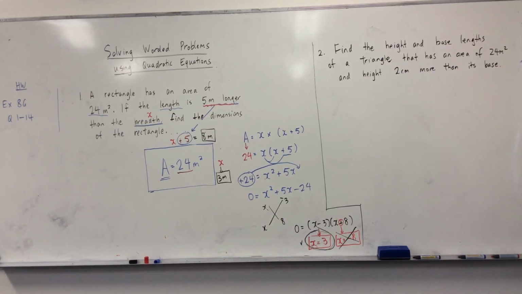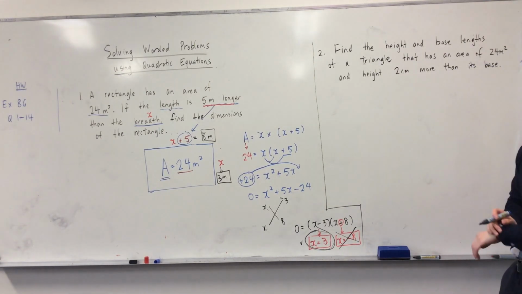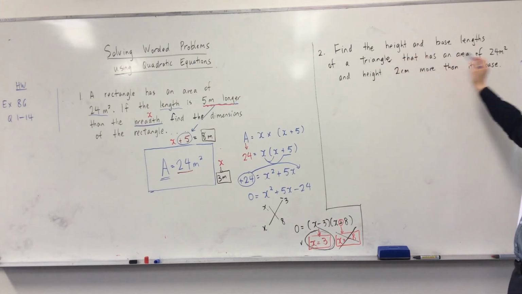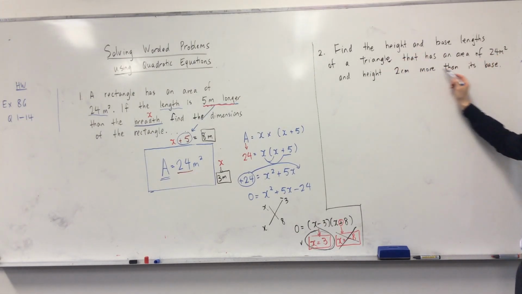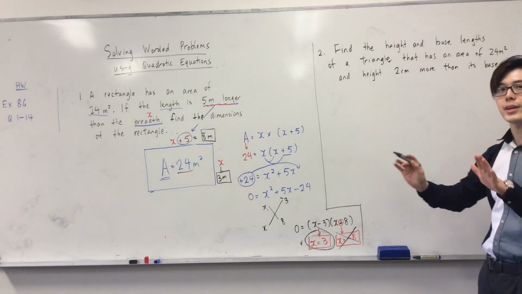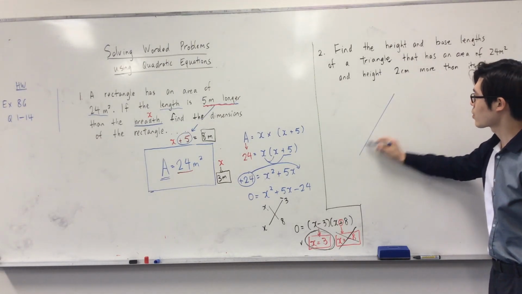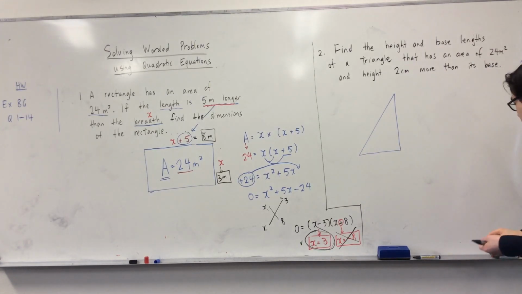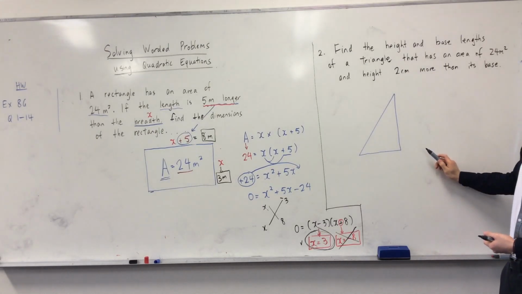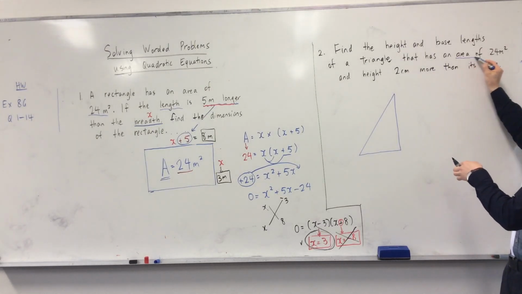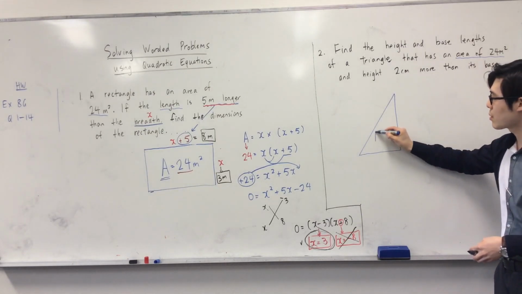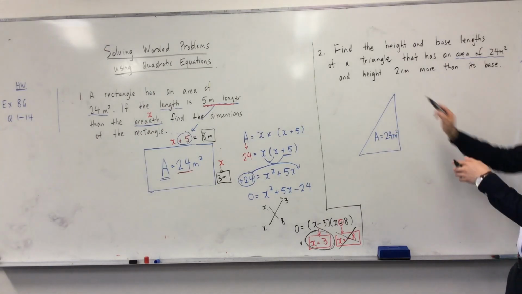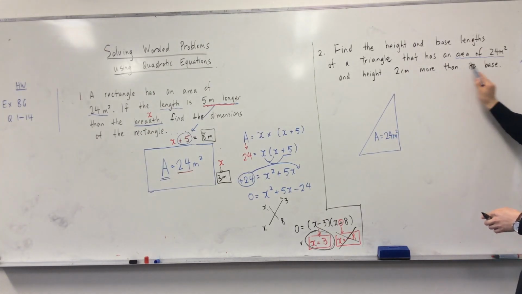Alright, let's have a look at this second example here. We have a very similar example, but just a different shape. Find the height and the base lengths of a triangle that has an area of 24 square meters and a height 2 centimeters more than its base. Lots of information. Let's break it down and draw some diagram. So I've got a triangle here. I've drawn a right triangle because it's easier to work with, but it doesn't matter what triangle you draw. So we're just going to write area equals 24 square meters in here.